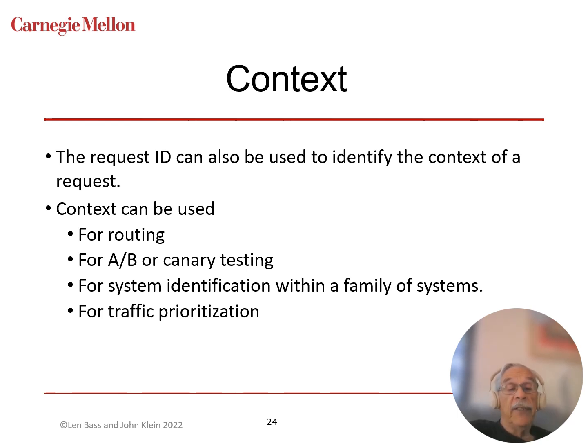It can do system identification in terms of a family of systems. So you have a collection of systems, all of which might use a particular service, and by including the context that this comes from this family, you get more information about how the systems interact. Again, the purpose of a trace is to get more overall information as opposed to the specific information from logs. You might prioritize traffic. Use the context to say this message should be processed before other messages.